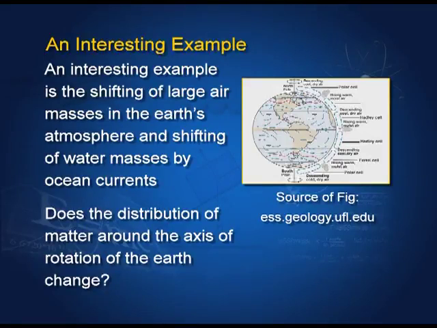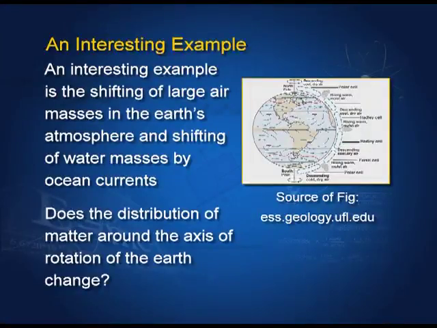Here we have shown the currents in the atmosphere, the winds in the atmosphere, and these winds carry a large mass around the earth. So, the mass distribution therefore changes because of the wind flows. Also, there are currents in the seas, in the oceans, you know that. They also change the mass distribution around the axis of rotation of the earth.